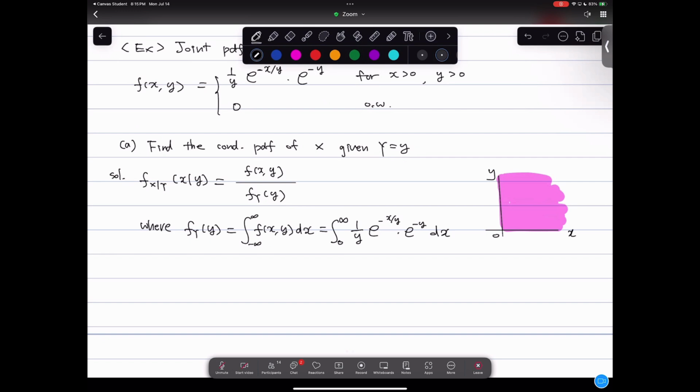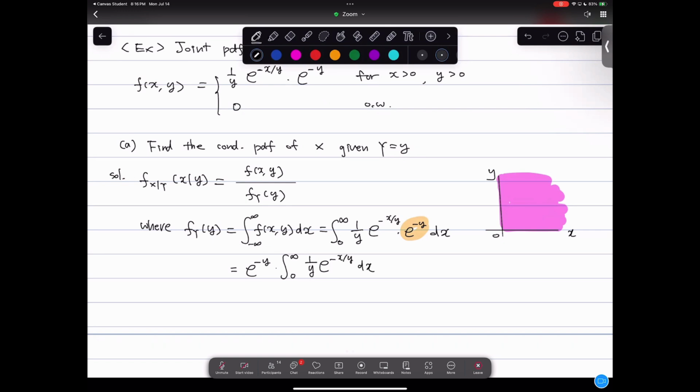You been with me so far? So that's it. The rest you have to do on your own, but I can take that one part out, since it has nothing to do with x anyway. I can even take out this 1 over y, but let's leave it there. Anyway, I'm going to be doing e to the power of negative y, and the rest, 0 to infinity, 1 over y, and e to the power of negative x over y dx.